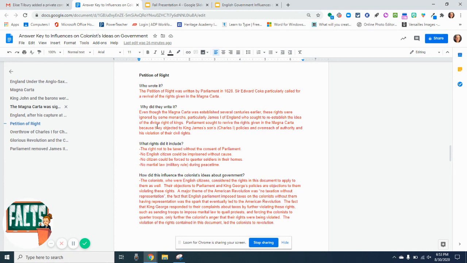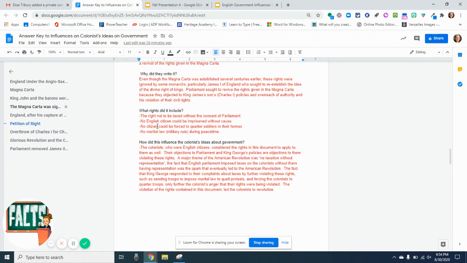So Charles I did sign the Petition of Right to kind of reestablish some of the rights given in the Magna Carta. These rights included the rights to not be taxed without the consent of Parliament, that no English citizen could be imprisoned without cause, that no citizen could be forced to quarter soldiers or troops in their own homes, and no martial law would be imposed during peacetime. So martial law is military rule.